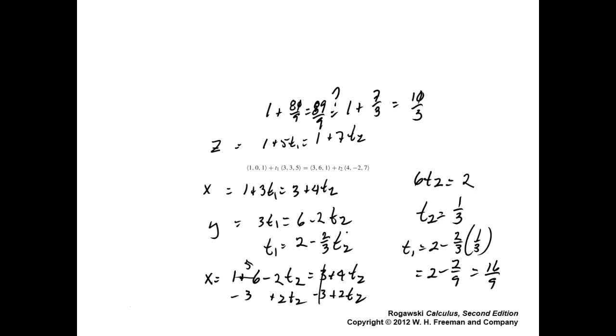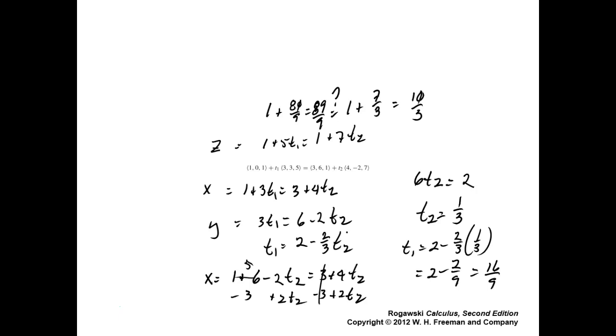And by the way, it's supposed to be 14/9. How did I get 18 minus? Well, they got two-thirds, not one-third. All right, let's see if I did this right. The y value was 0, 3T1 is equal to 6 minus 2T2. Yeah, divide both sides by 3 and you get that. 2 minus 2/3 T2, that's what T1 is equal to.